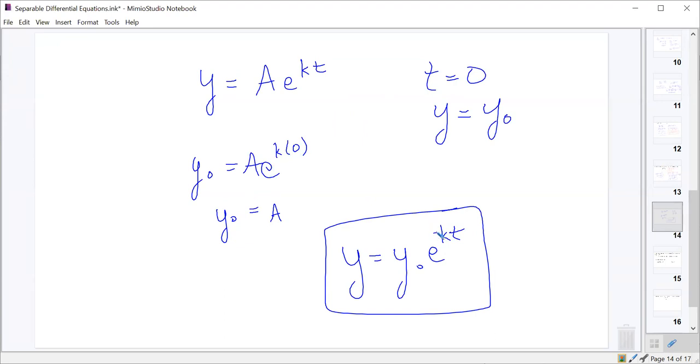Sometimes we put a negative in front of there. That is just indicating that it's a decay problem. And if there's no negative there, if this k value is just a positive constant, then we have growth. Good or no?